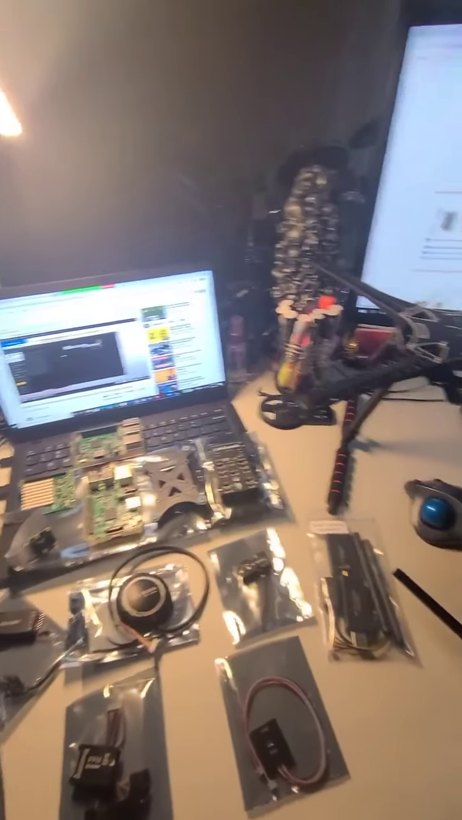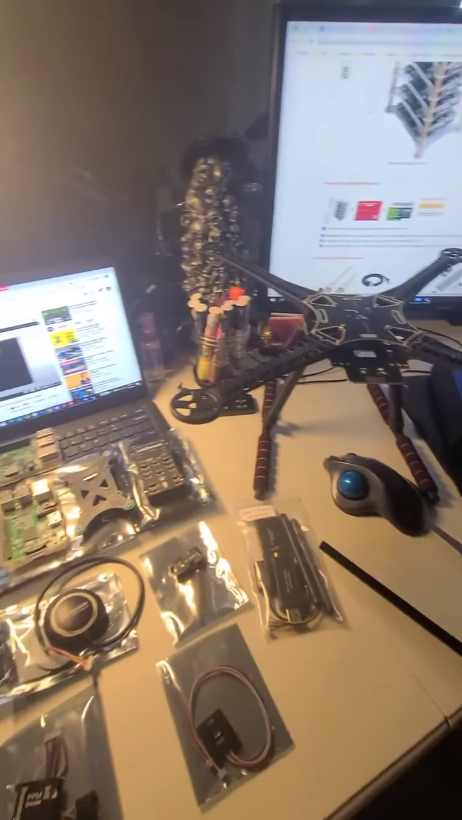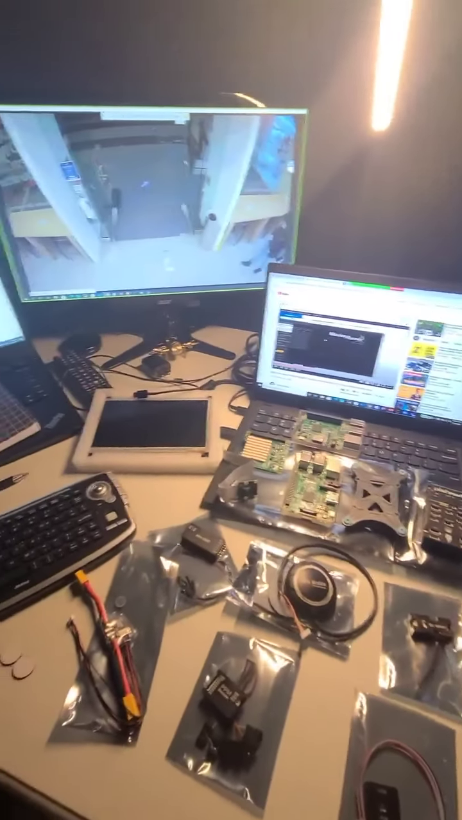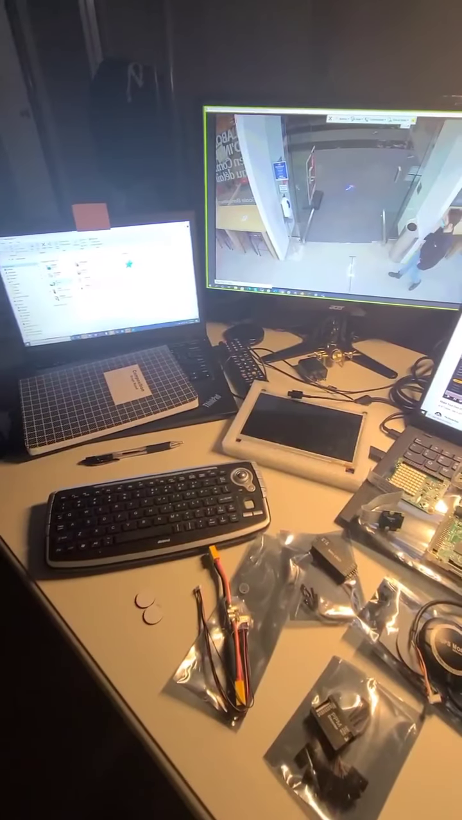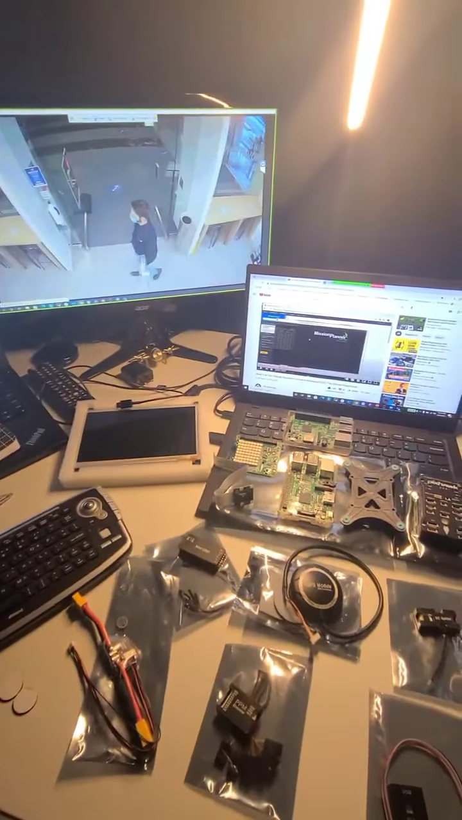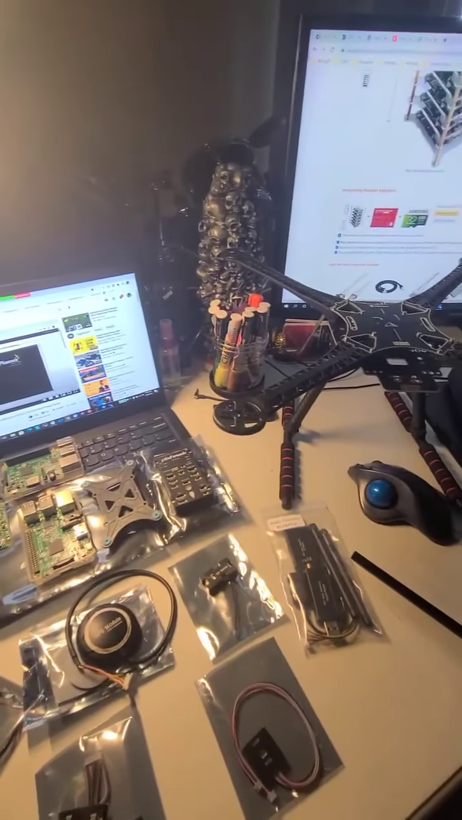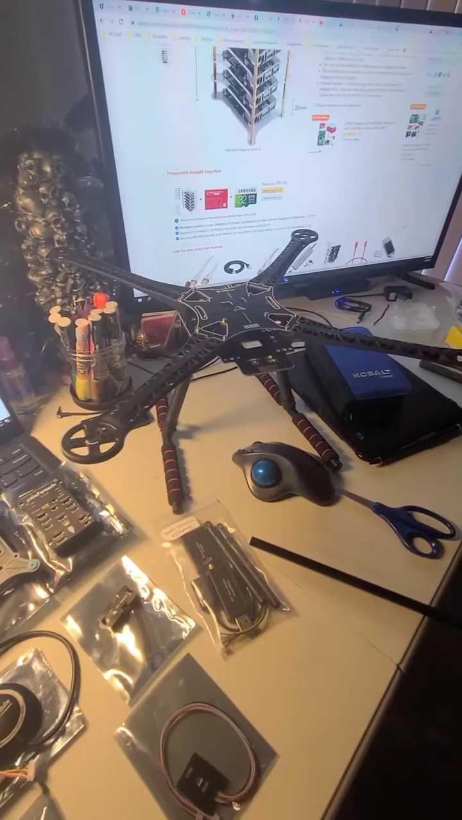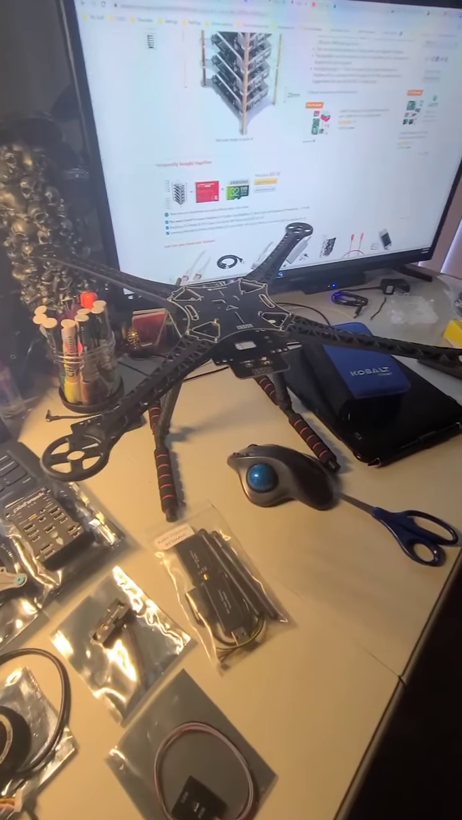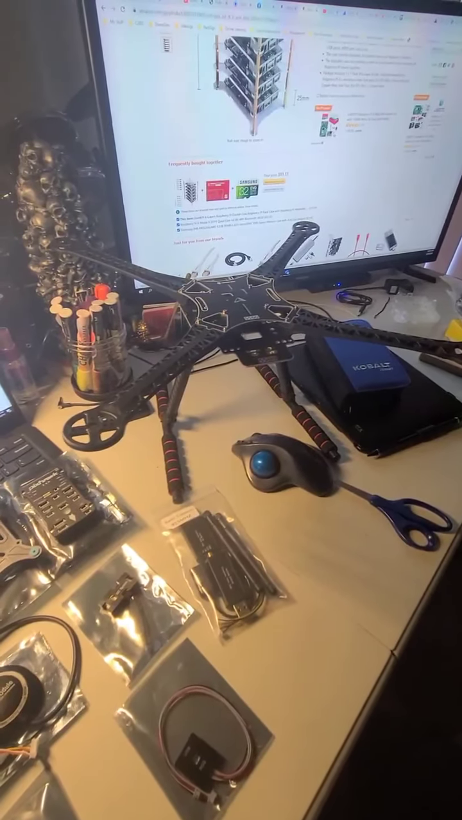Alright, I am going to start chronicling my DIY drone build. So let's get started. I got most of the parts in. Here's the frame over here that came in a couple days ago. Put that together. That was pretty simple.